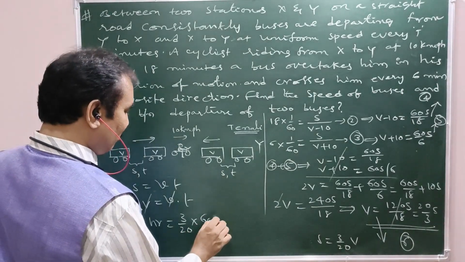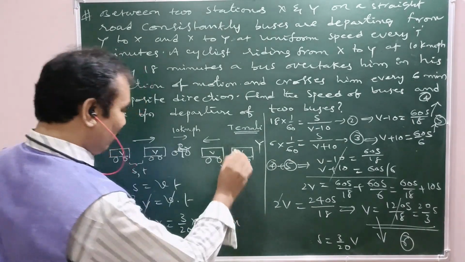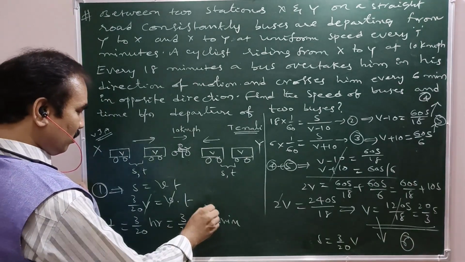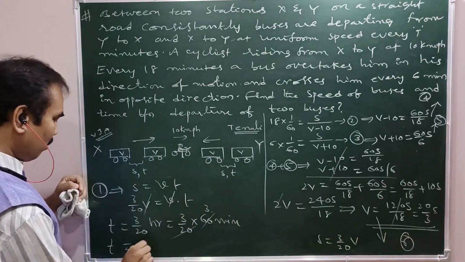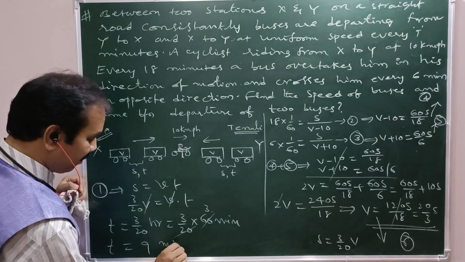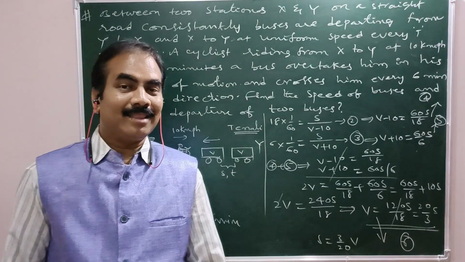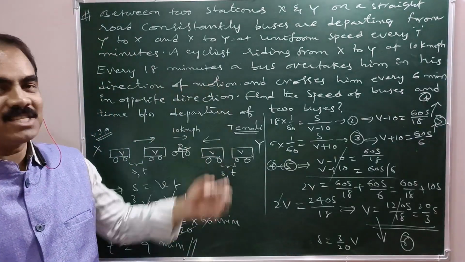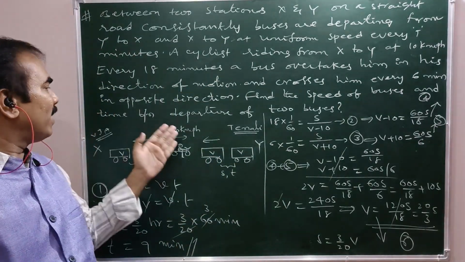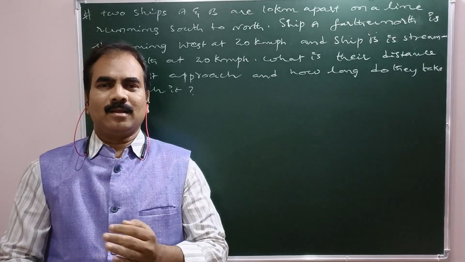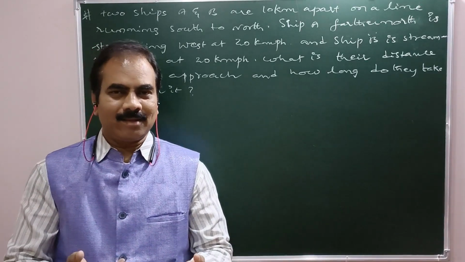60 minutes, right? 1 hour equals 60 minutes. That is 2 by 3, so 3 by 3 gives 9. So T equals 9 minutes. So this is the time interval between successive buses, either from X to Y, or Y to X. Okay, let us see one important numerical.